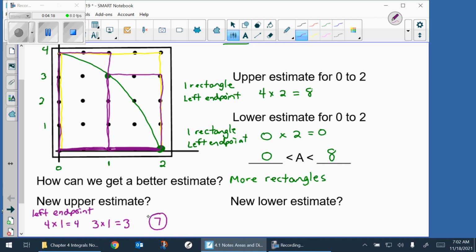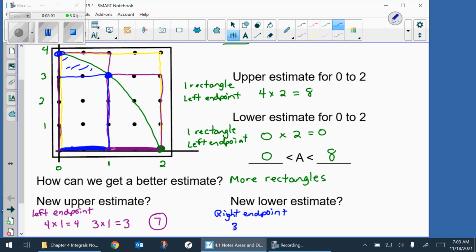Now what about a lower estimate? Again, I'm going to make rectangles using the right endpoints. If I go from 0 to 1, what's higher, the left side of this or the right side of this? Well, the right side is lower, so if I want an underestimate, I'm going to use that to determine the height and bring my rectangle back this way. Now, certainly I missed out on a bunch of area up here, so this is going to be a definite underestimate.